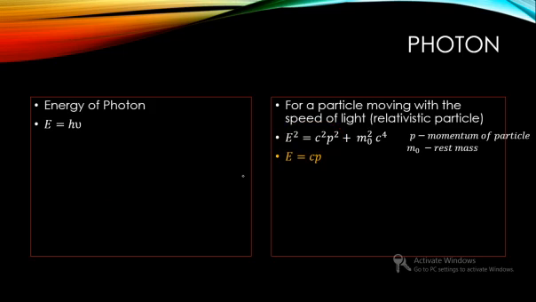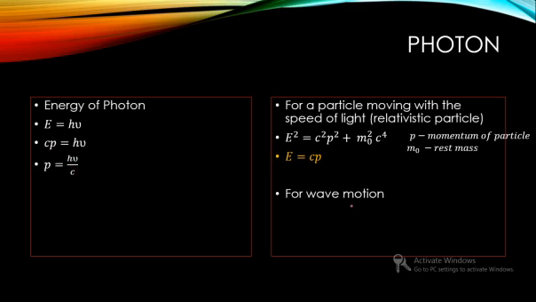Okay, so you can substitute for E from this equation. It is just c, which is the velocity of light, times p, the momentum of the photon, equal to hν. From this, we can rearrange the equation, where the momentum of the particle p is equal to hν divided by c, the velocity of light.